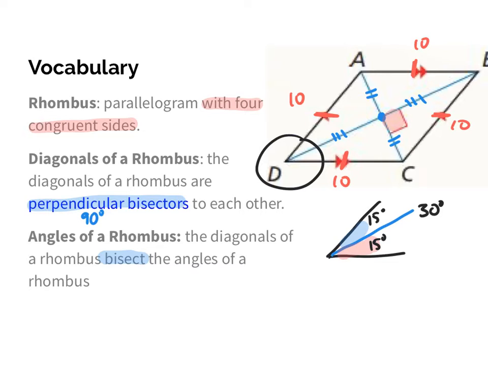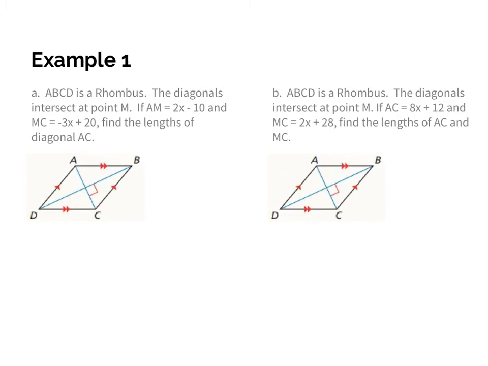So we're going to use this idea of diagonals and the angles of a rhombus to try and solve for some unknowns. Our first example here is going to use the diagonals of a rhombus. So you have the rhombus here, A, B, C, and D. You are given the diagonals. They intersect at point M, and we'll say that point M is going to be right here in the middle. Okay, so we'll call that point M.